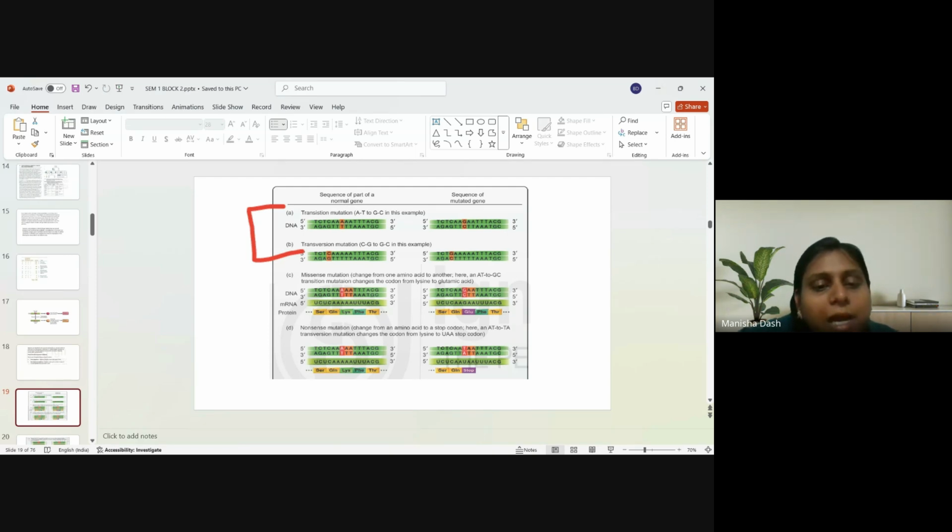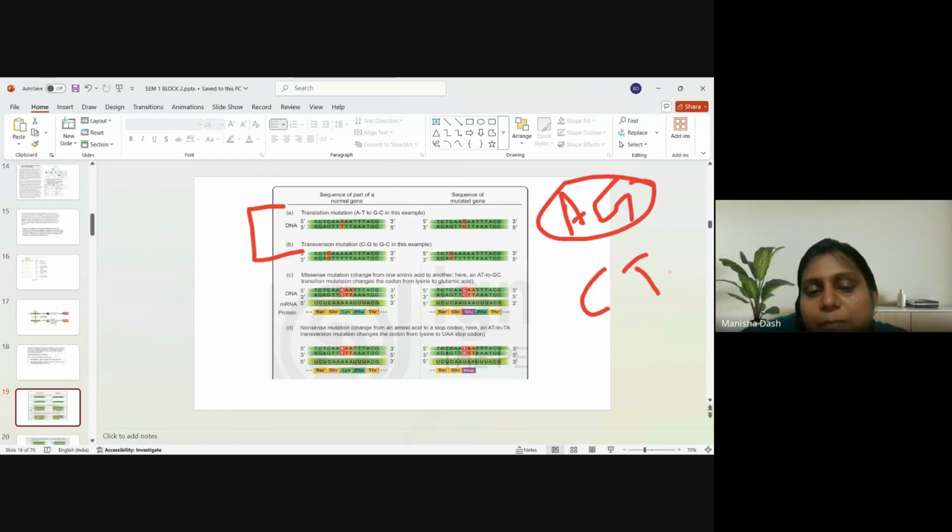These are called where a purine base... Okay, so first let me tell you there are four types of bases in DNA, that is A, T, C, and G. So A and G represent the purine group of DNA bases. C and T represent the pyrimidine group of DNA bases.